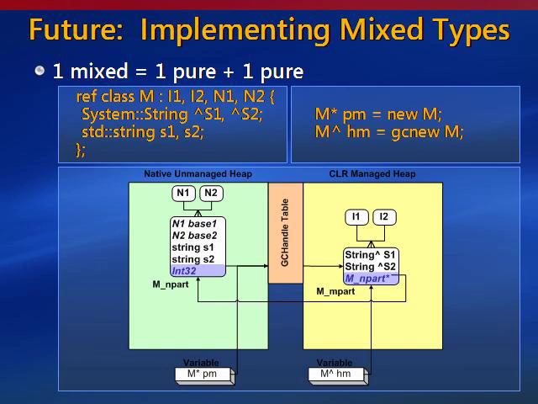But it also contains a managed string, a System::String, and it embeds a native type, a std::string. And so the std::string and the base classes N1 and N2 have a lifetime that needs to be static. It's on the native heap. It can't move around. And so obviously you put that part on the native heap.